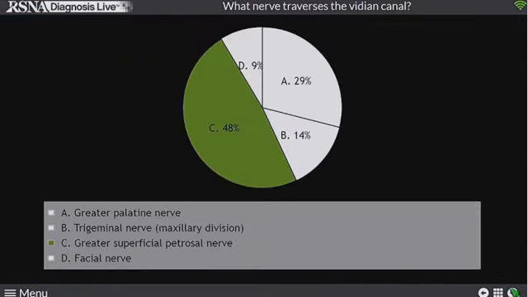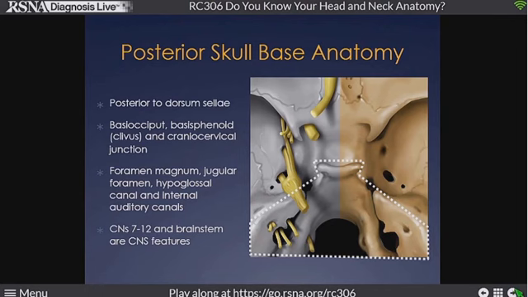Let's see what we have. So 48% said the greater superficial petrosal nerve. That is correct. So the Vidian canal transmits a small artery, the Vidian artery, which is a potential anastomosis between the distal internal carotid artery and the distal external maxillary artery, and the petrosal nerve, the greater superficial petrosal nerve. All right, let's cross now back to the posterior skull base.